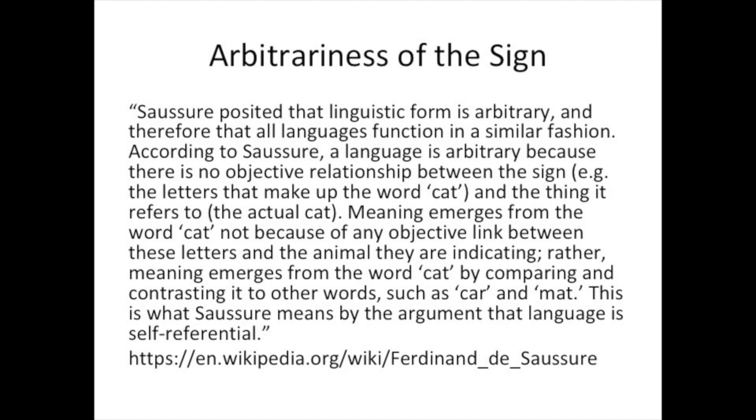So the word dog means dog because it's different from bog, and it's different from cog, and it's different from log. So the difference between dog and log is what makes the one refer to the four-legged animal and the other one refer to a big chunk of wood.